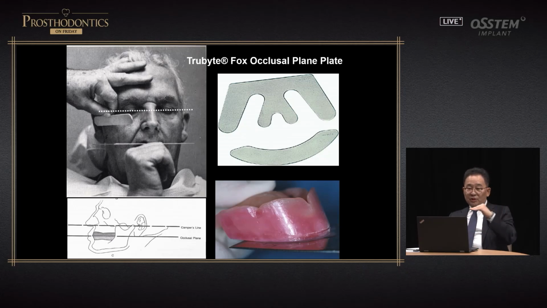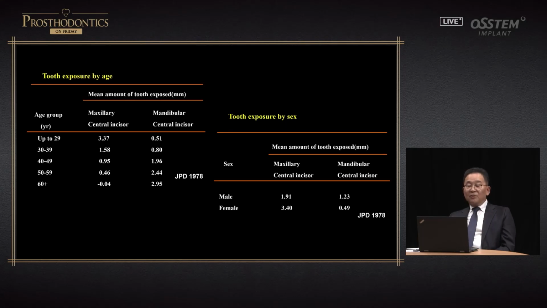You can use a ruler and do it vertically, or you can use a wooden stick. It is very important to get the right occlusal plane for the upper. This is a very famous JPD literature published in 1978. This is my interpretation. As for the upper anterior, the upper central incisor becomes more hidden with age. On the other hand, as for the lower anterior, the mandibular central incisors are more prominent with age.